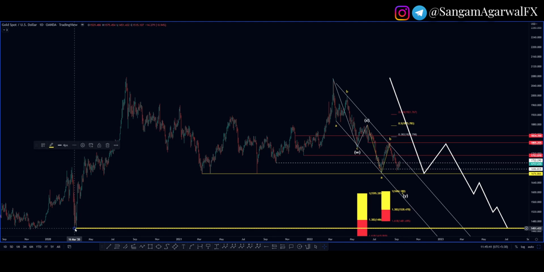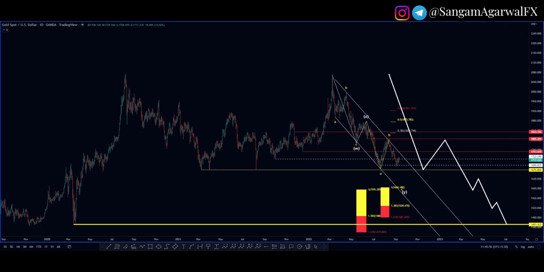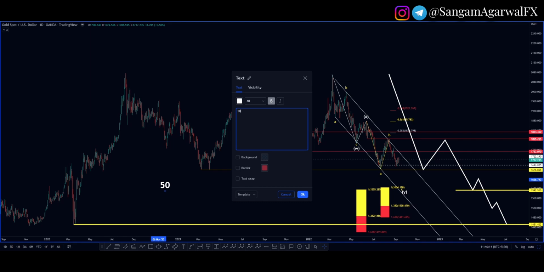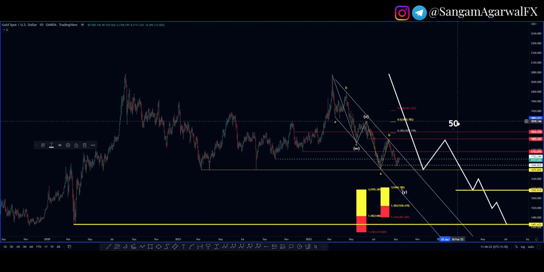When Fed started money printing, and if that happens, then these two, first 1600 and then 1451, are the only big support. But for that we need more than 50 basis point rate hike in November FOMC, and for that we will first get signal on CPI, then FOMC.